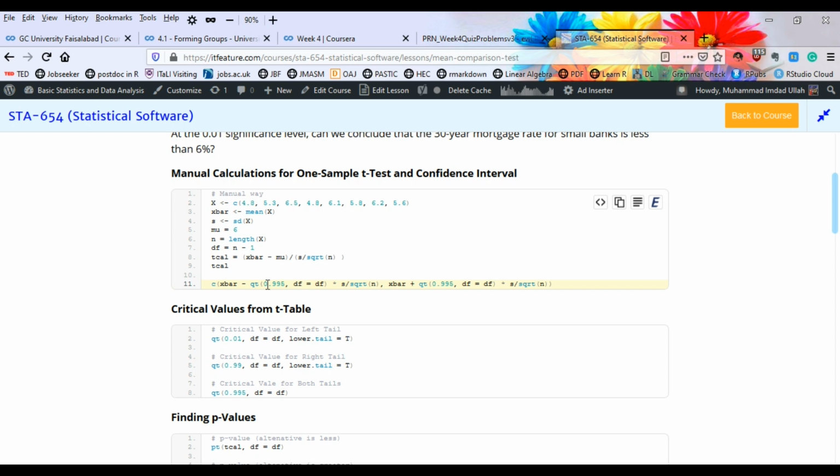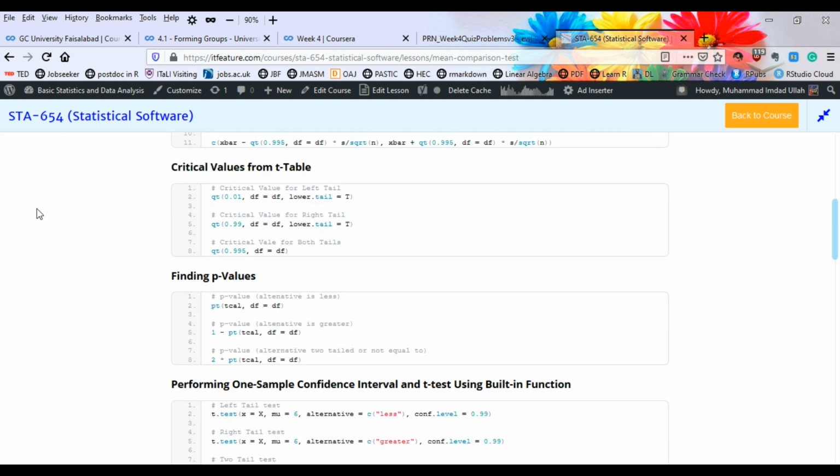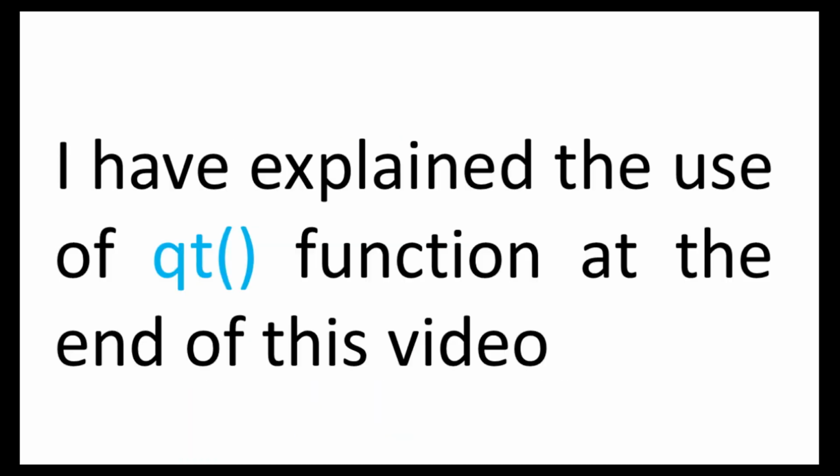You can also compute these confidence intervals in a separate way. For example, this portion is for the lower limit and this portion is for the upper limit of the confidence interval, and then combine using the c function. For the calculation of critical value from t table, we have to use qt function, which is a quantile from t distribution, and we need a probability value, degree of freedom, and the specification of lower tail.